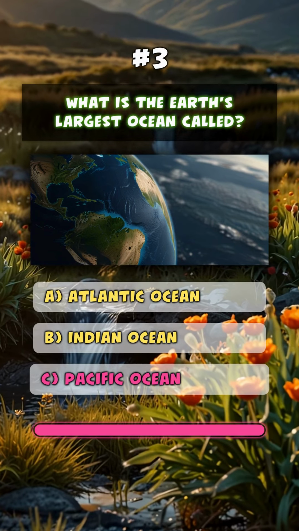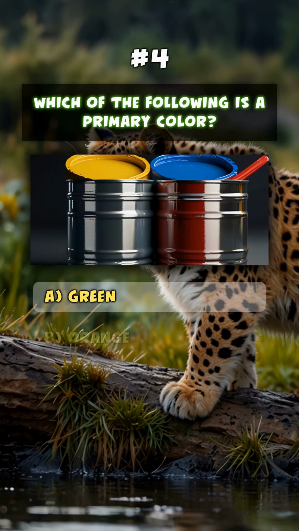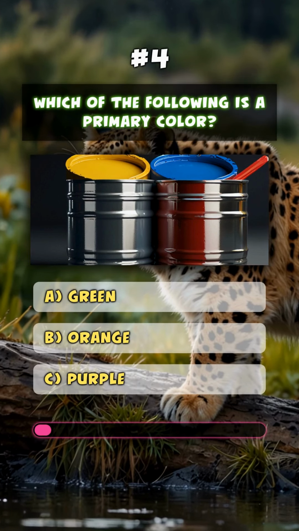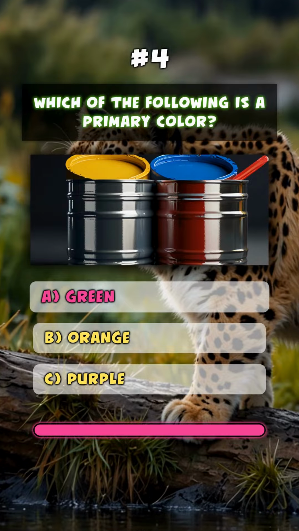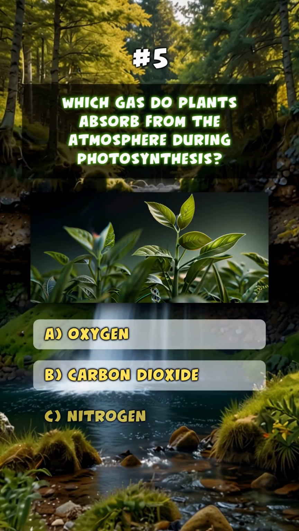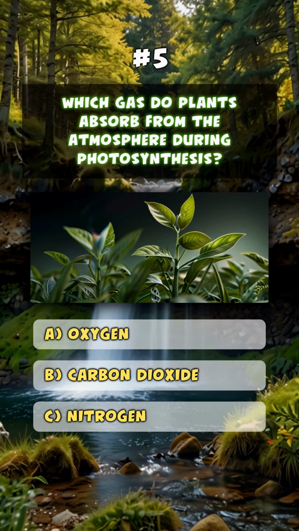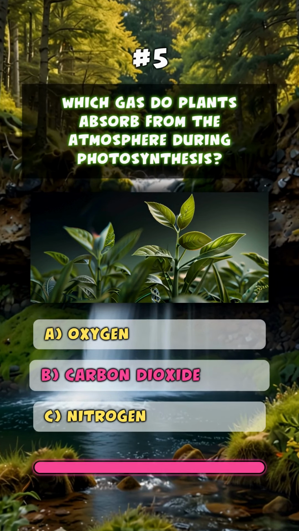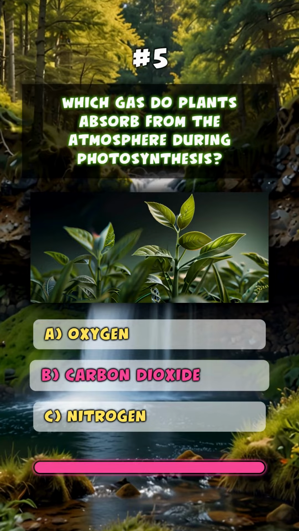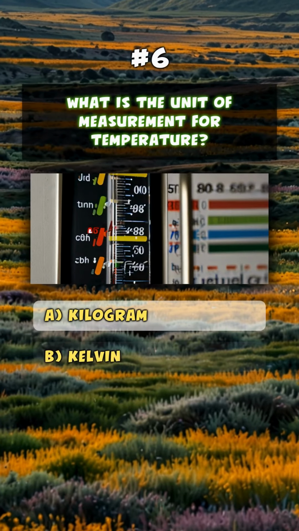What is the Earth's largest ocean called? C. Pacific Ocean. Which of the following is a primary color? A. Green. Which gas do plants absorb from the atmosphere during photosynthesis? B. Carbon dioxide.